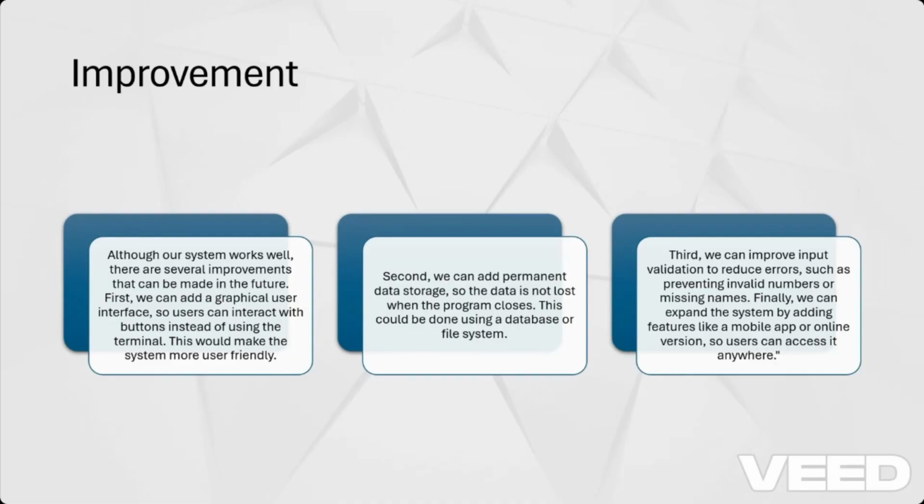Third, we can improve input validation to reduce errors, such as preventing invalid numbers or missing names. Obviously we can keep improving and reduce those errors that we sometimes make, and this will completely reduce them.